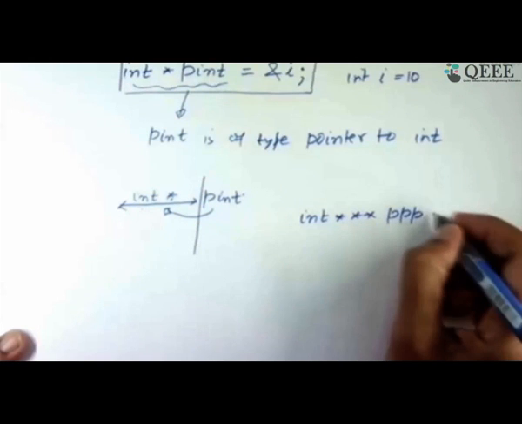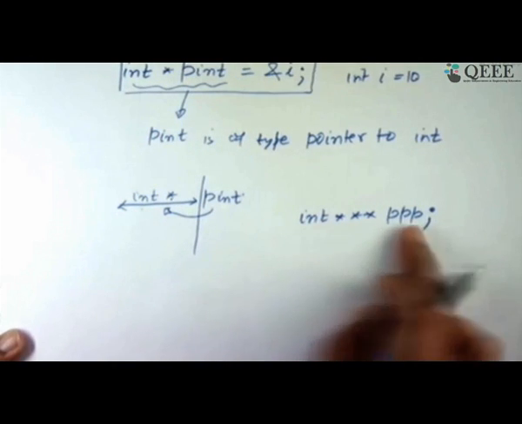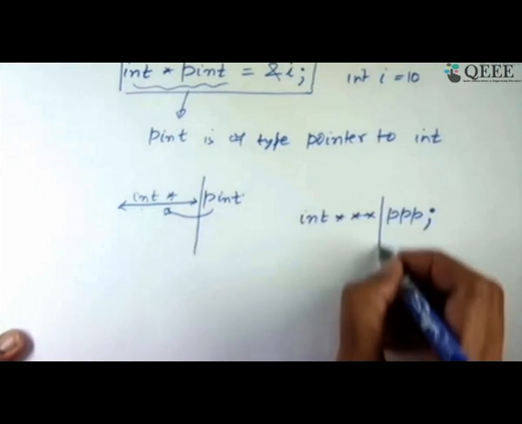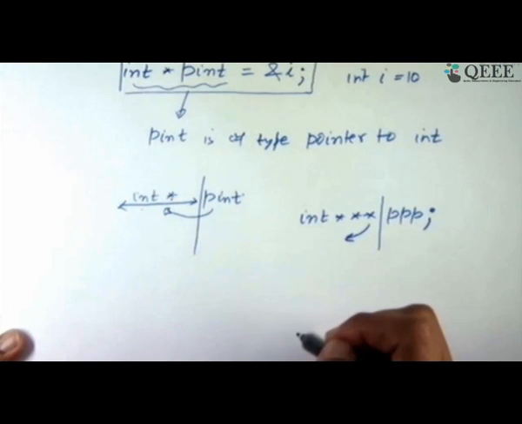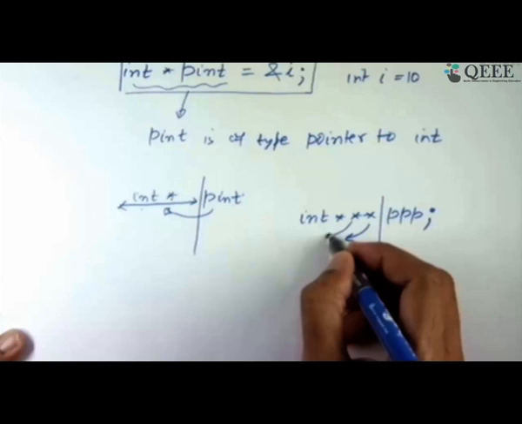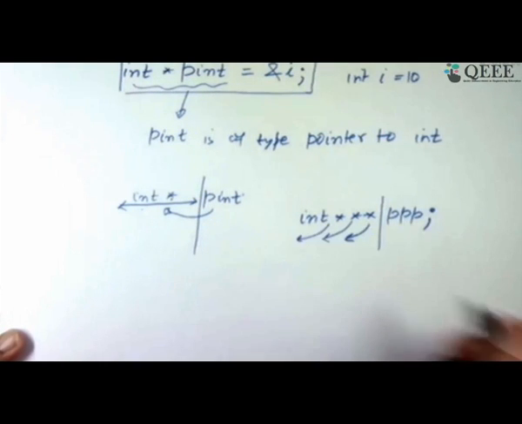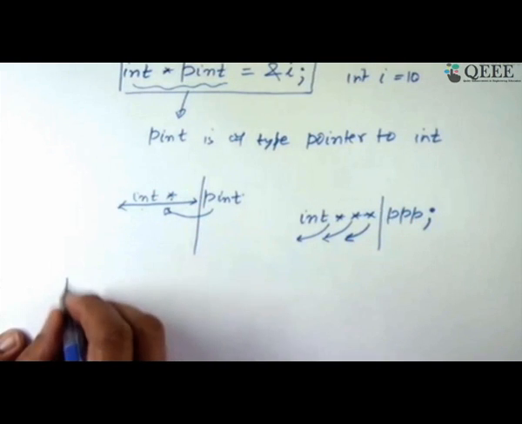If I wrote, for example, int star star star ppp and then stopped here, I can read this entire declaration in different ways. If I want to know what ppp is, it is a pointer to, which itself is a pointer to, which itself is a pointer to an integer. You can see how complex it looks, and therefore it is the cause of most trouble. So what is ppp? Somebody asks.